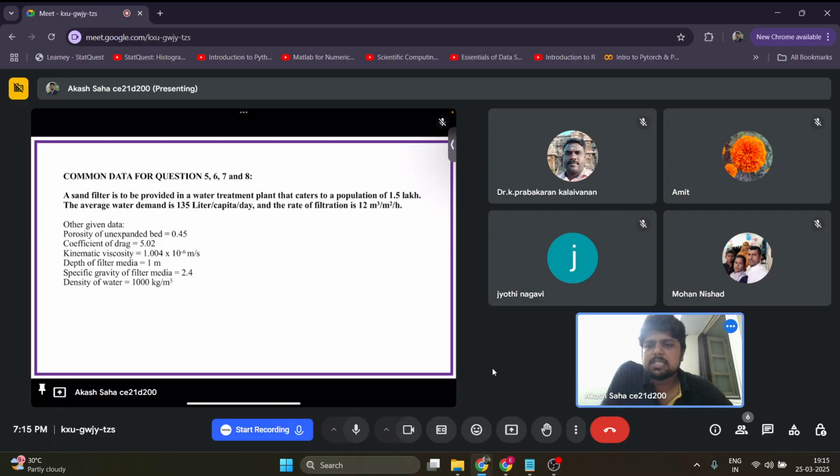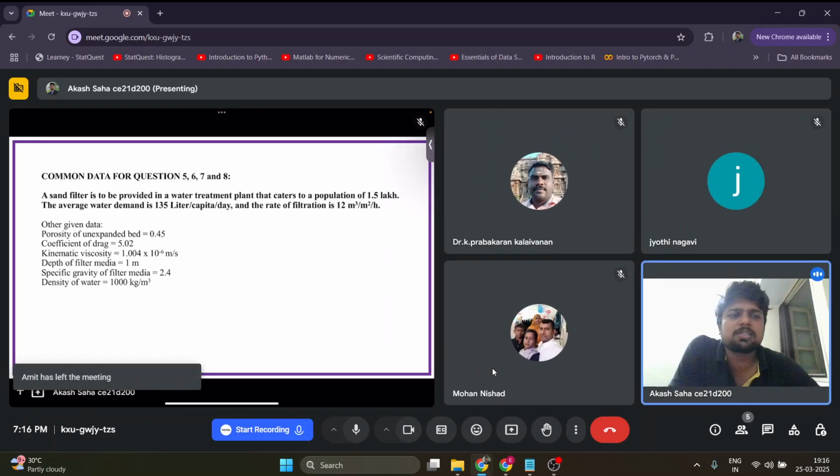So it says that a sand filter is to be provided in a water treatment plant that caters to a population of 1.5 lakhs. The average water demand is 135 liters per capita per day, and the rate of filtration is 12 meter cube per meter square per hour. Okay, and the other given data are: porosity is 0.45, coefficient of drag is 5.02, kinematic viscosity is given, depth of filter media 1 meter is given, specific gravity of filter media 2.4 is given, and the density of water is given. Okay, so this is only the data.